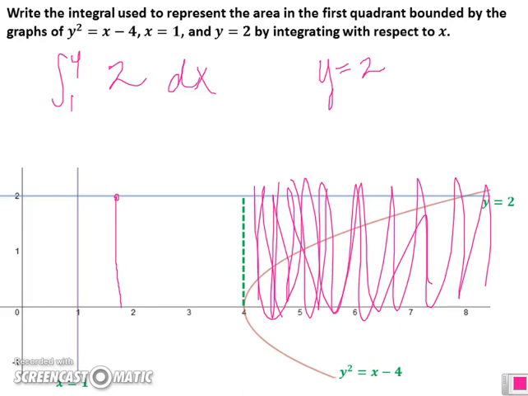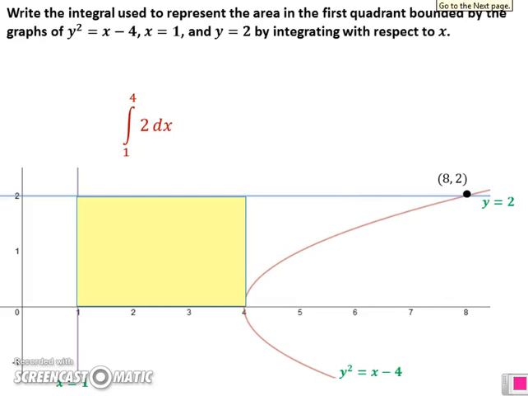Let's make this look a little neater. There we go. So that's it. If you have a rectangle, it's just the y coordinate from the lower to the upper limit. So in this case, it's 1 to 4, y equals 2, because the distance is the same. It's going to be a measurement of 2, a vertical measurement.